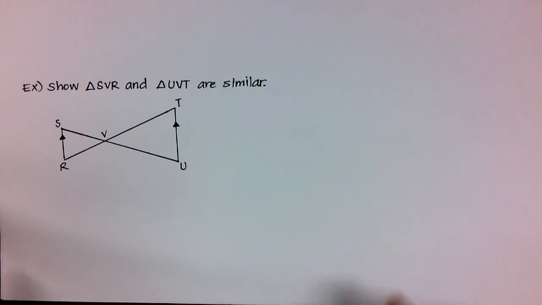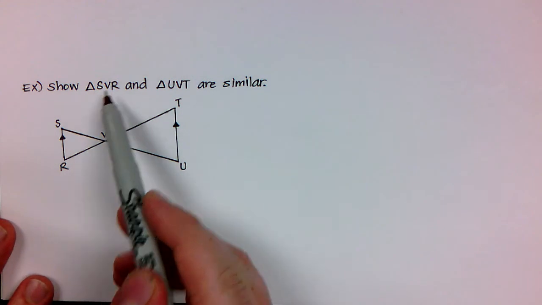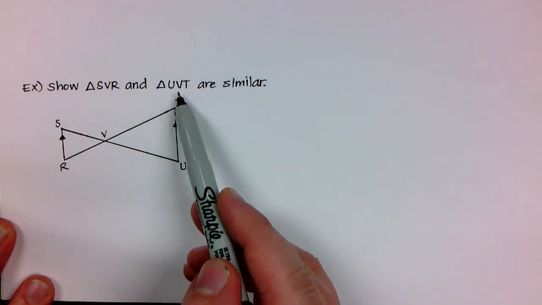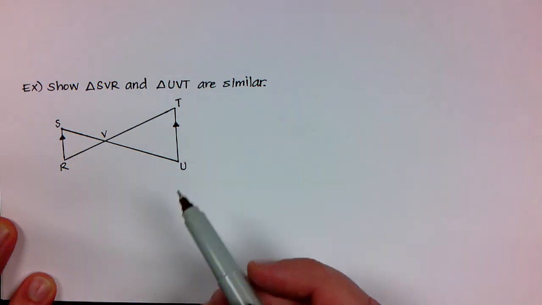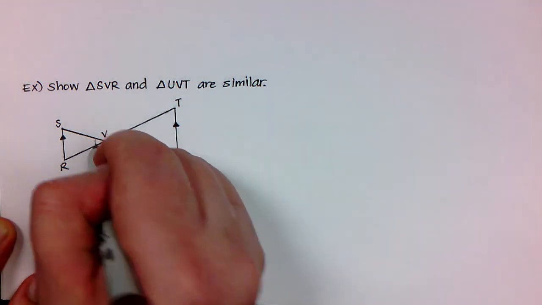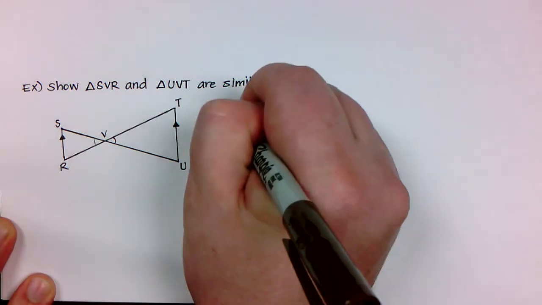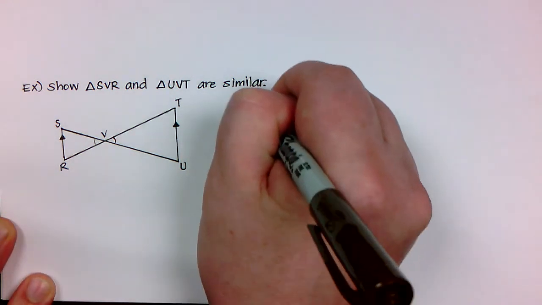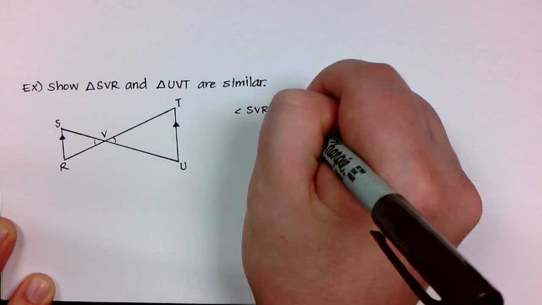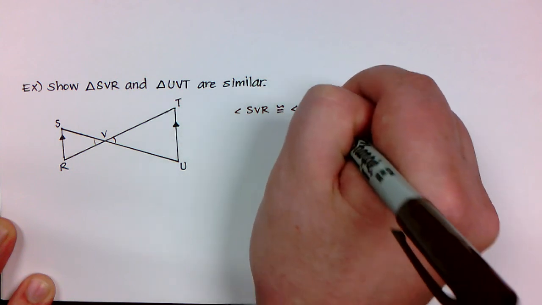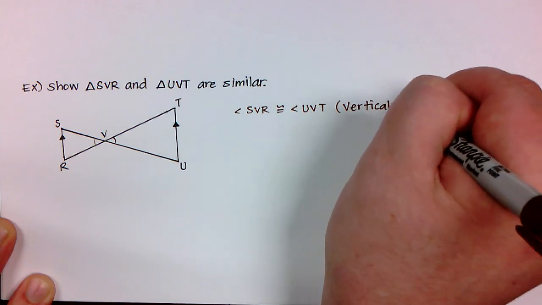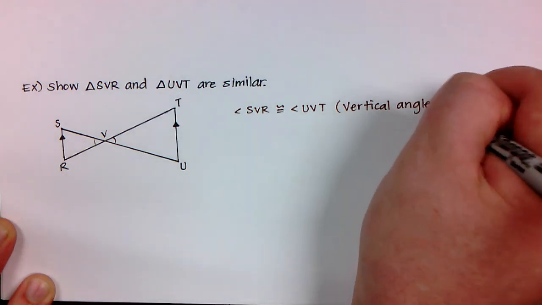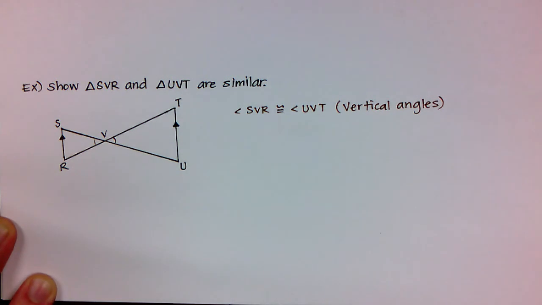This time I have kind of a bow tie diagram again, and I'm asked to show that SVR is similar to UVT, that triangle. So probably you already noticed vertical angles, right? So let's go ahead and write that down. The angle SVR is congruent to angle UVT because they are vertical angles. We know the vertical angles congruence theorem.